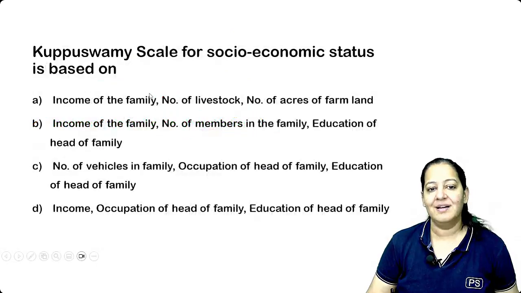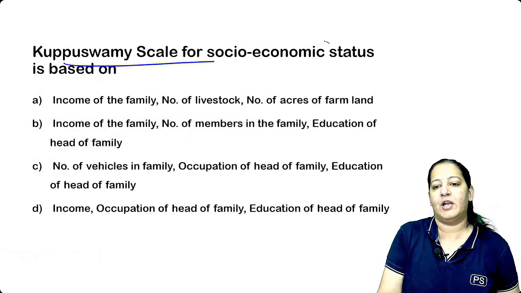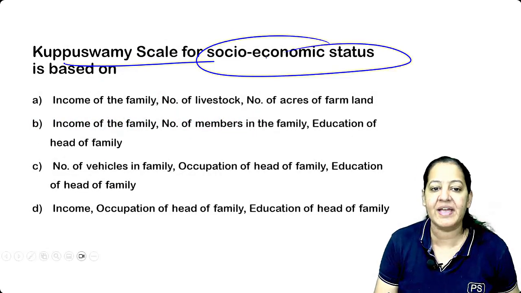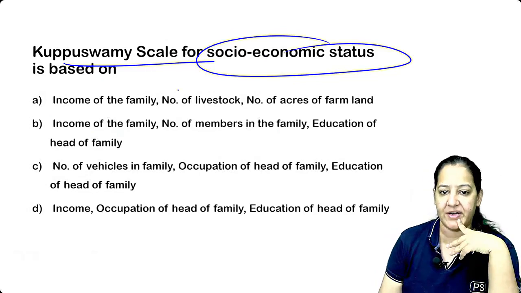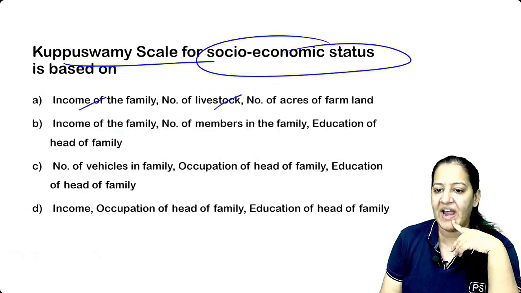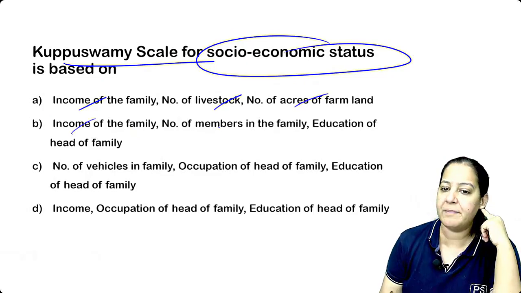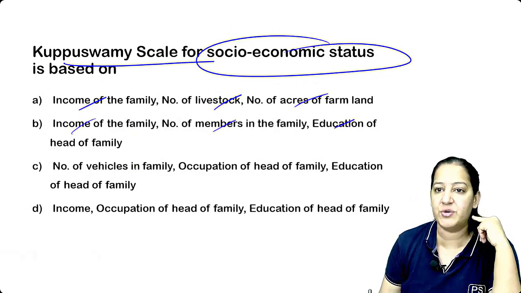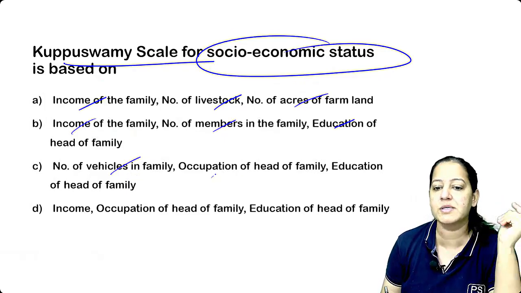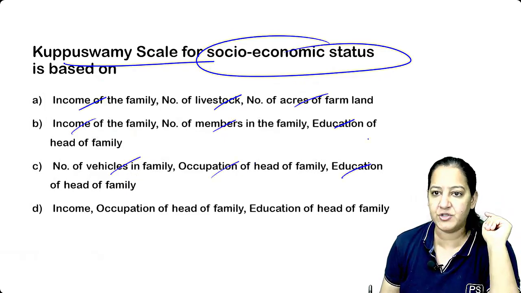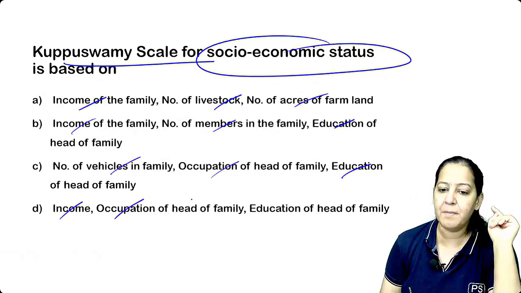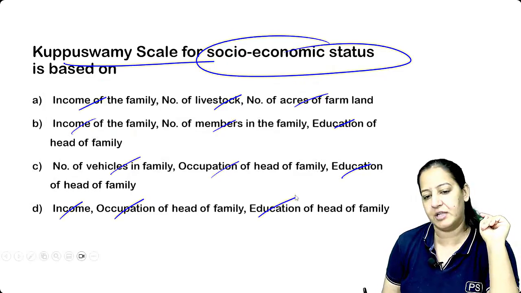Got it? The next question: Kuppuswamy scale of socioeconomic status of a family is based on 3 criteria. What are the 3 criteria? Is it income, number of livestock, and number of acres of land you have? Income of the family, number of members in the family and education? Number of vehicles you have in your family, how many cars, how many scooters? Or income, occupation of the head of the family and education of the head of the family?